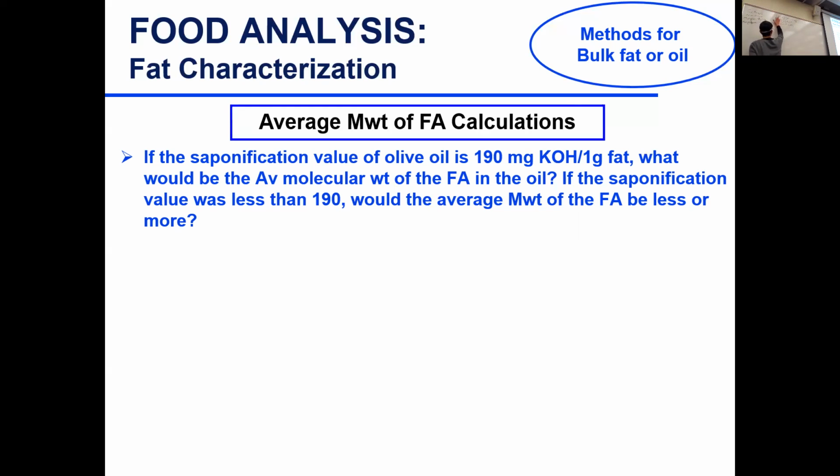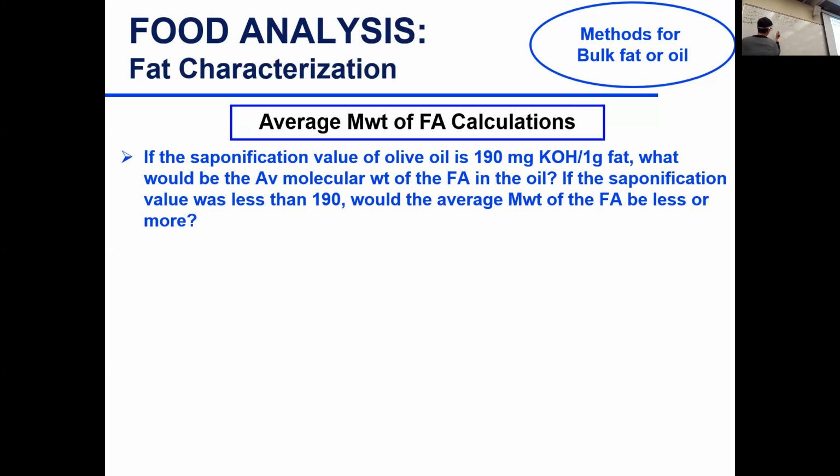So I'm looking for the molecular weight of triglyceride. And I know the molecular weight of KOH. And I know that 1 mole reacts with 3 moles. How many grams per mole, that is the molecular weight? How many grams per mole am I looking for here? And I know the saponification value is 0.19 grams reacts with 1 gram. By cross multiplication, I get this value.